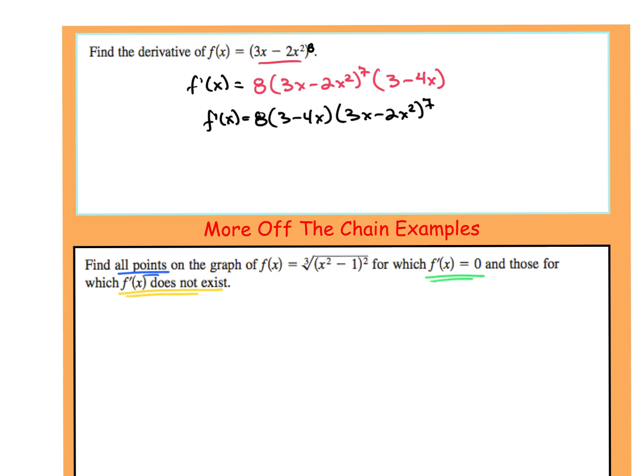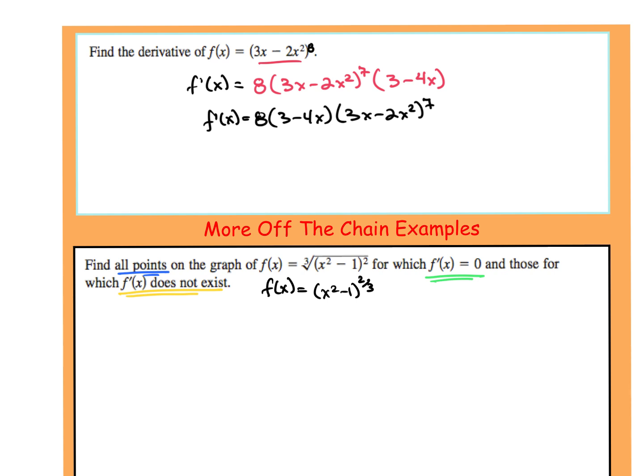So we have f of x is equal to the cube root of x squared minus 1 squared. However, when we take a derivative of this, I personally don't want to yet. What would I do? Rewrite it. I would rewrite it, exactly. And so what is this the same as? Quantity x squared minus 1 to the power of what? 2/3. Now we're going to take a derivative.